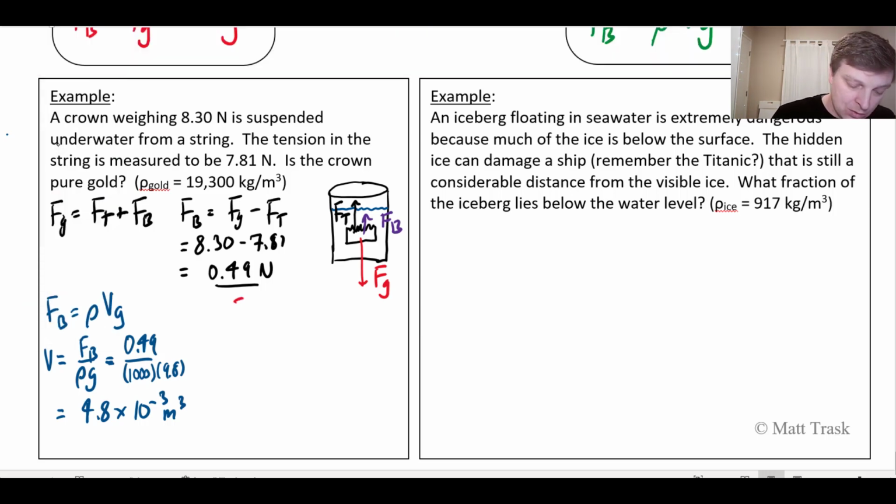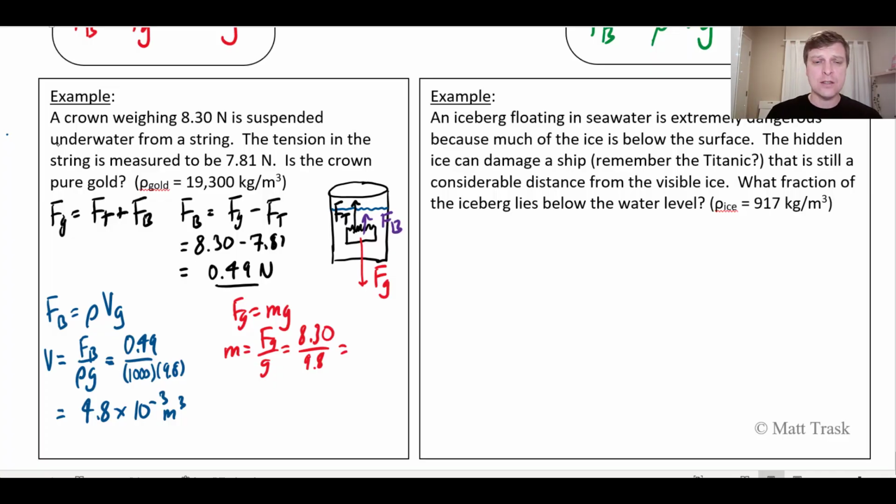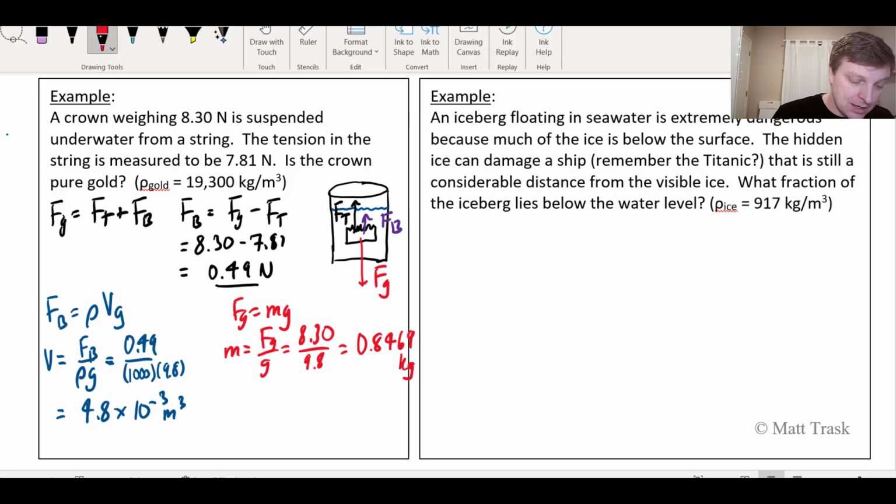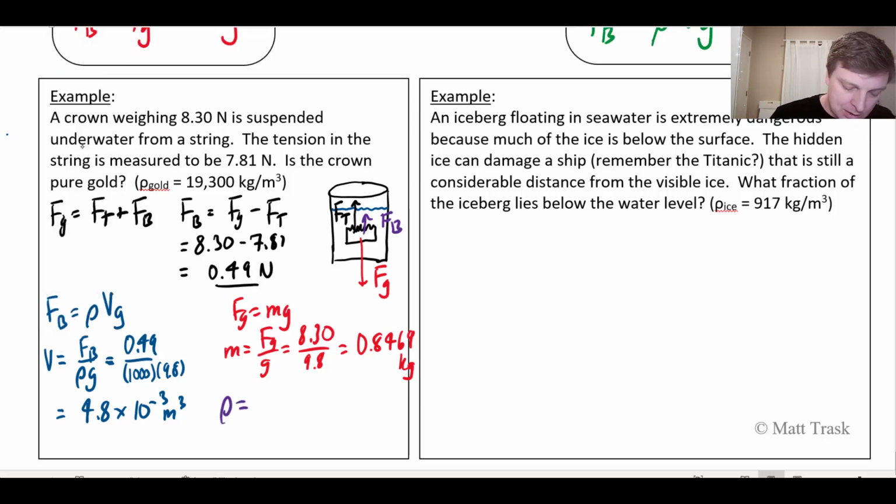All right, so we know the weight of the crown, Fg equals mg. So that means we can find the mass of the crown is Fg over g, which is 8.30 over 9.8. So the mass of the crown is 0.8469 kilograms. And then last but not least, we can find the density by dividing these two. So the density is going to equal mass divided by volume, which is 0.8469 divided by 4.8 times 10 to the negative 3.